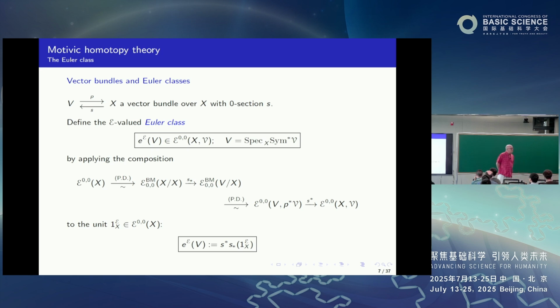Okay. Now, once you have this structure, you can build Euler classes for vector bundles. You don't get all the Chern classes that you're used to for things like the Chow ring or K-theory, but you do have something corresponding to the top Euler class. So at the very bottom, you see the formula. The Euler class of V is just the push forward of the unit and then pulled back. The push forward by the zero section on V and then pulled back.